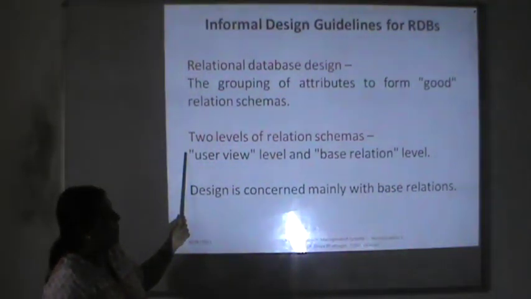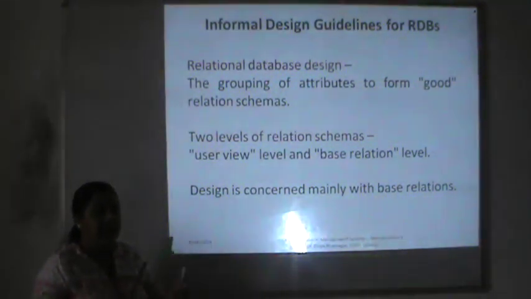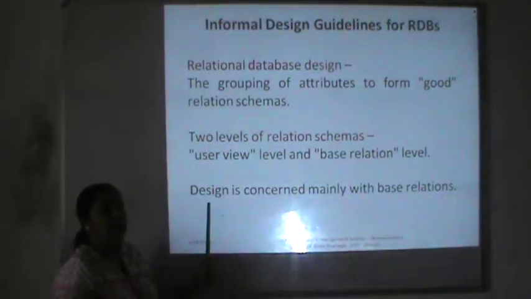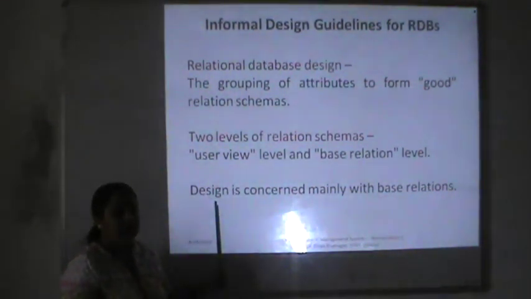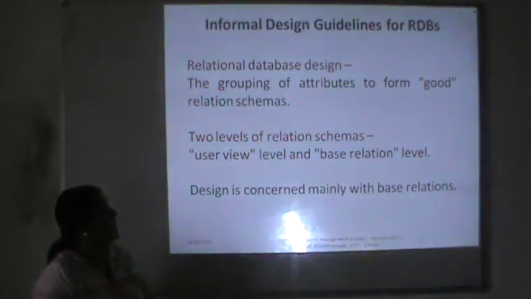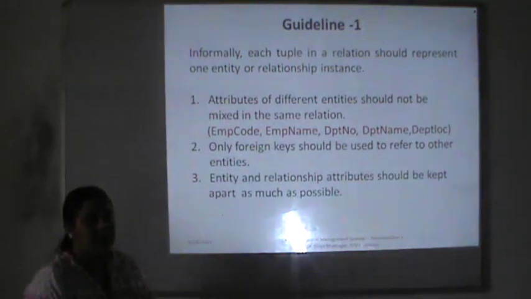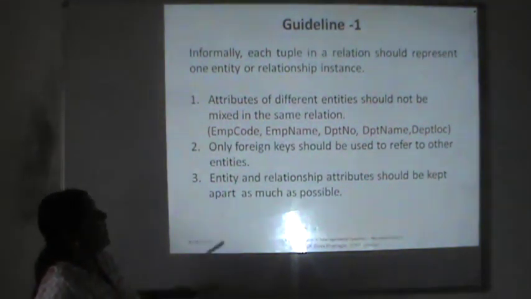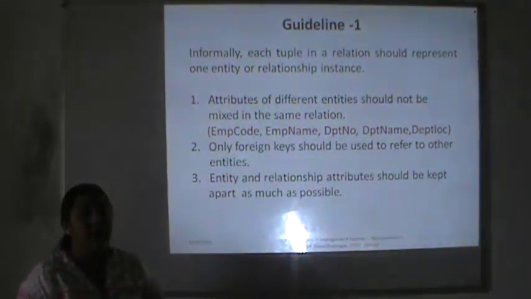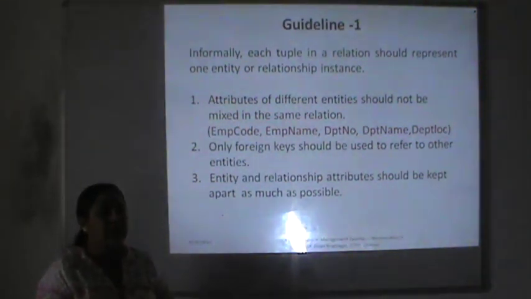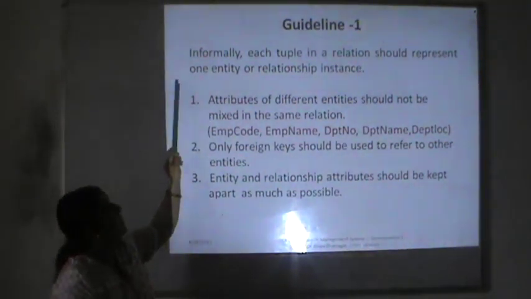So there are two levels of relational schemas. There is a user view, we know, and another is the base relation level. So when we are talking about designing of the database, it is obvious that design is always concerned with the base relations. So we are now concerned about designing the base relations and not the user view. Now let us learn some of the guidelines that will help us design a good relational database. So informally, each tuple in a relation should represent one entity. We know that when we drew the entity relationship model, we reduced the entities into relations, and therefore each tuple of a relation represents an entity.